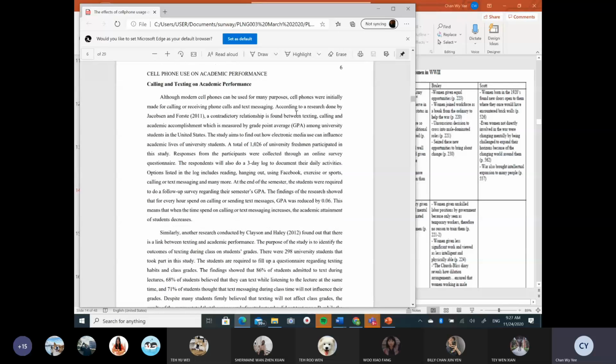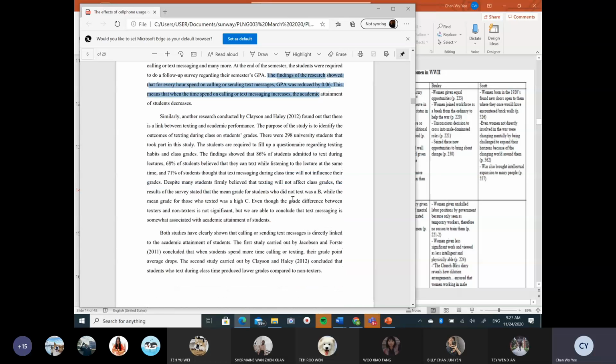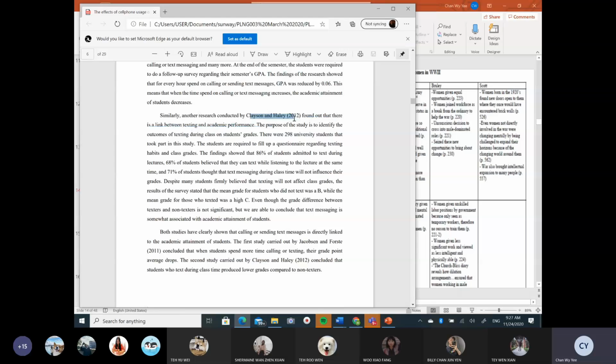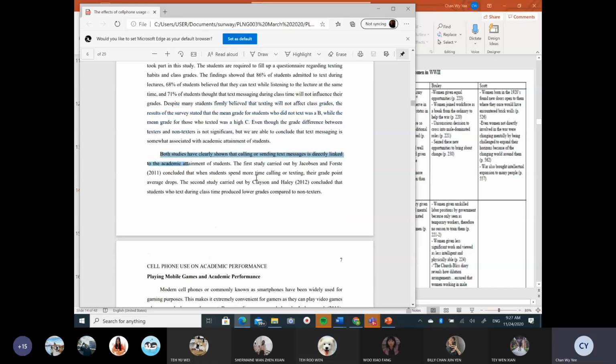Similarly, the first one is by Jacobson and Foss 2011. The study aims to find out, can you see, this is the purpose, followed by the participants, how they did the research, and then what are the findings. Same, this one also, another research, Clayson and Haley: purpose of the research, what's the methodology, and then what are the findings, and then analysis.